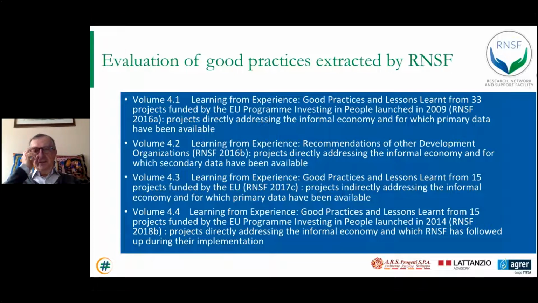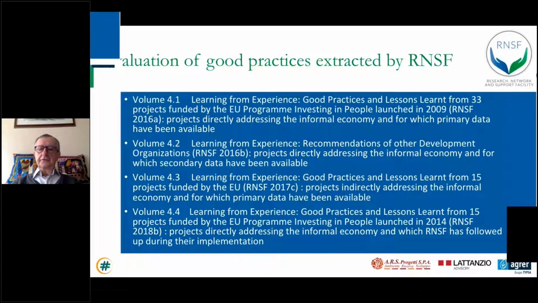So this primary data was available for all the EU-funded projects we had access to, and for the other projects funded by other institutions, it was only secondary data, that is, reports prepared by these international institutions or bilateral donors to evaluate the projects that they funded.